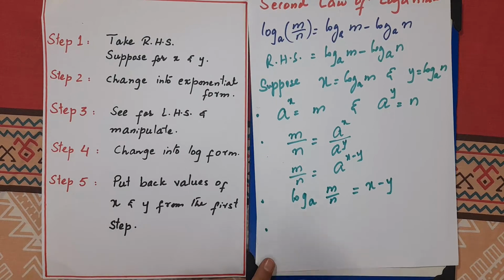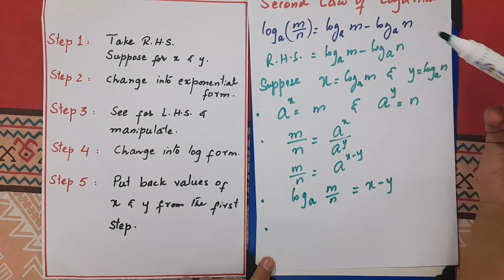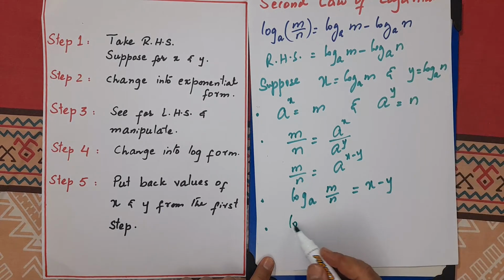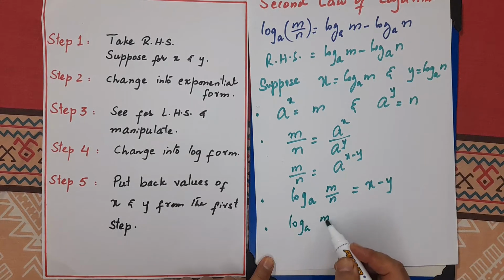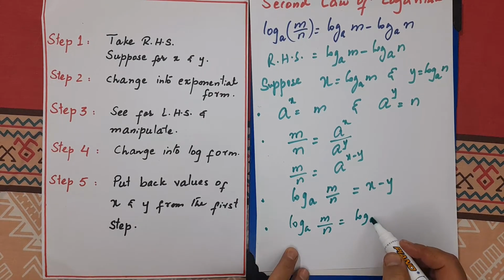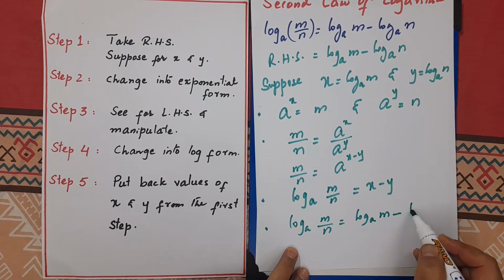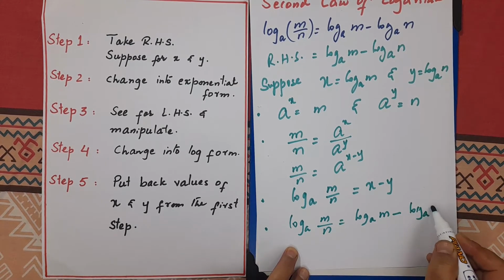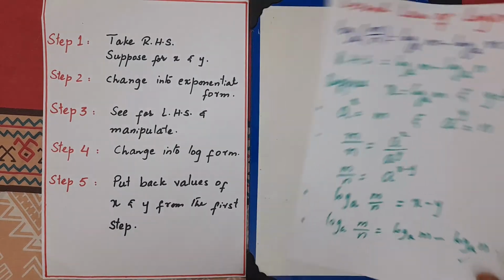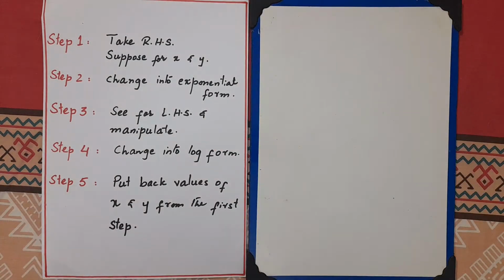And the last step, put back values of x and y from the first step. The values of x and y, x was log to the base a of m and y was log to the base a of n. So log to the base a of m upon n is equal to log to the base a of m minus log to the base a of n. Proof of the second law, done within seconds on the basis of these steps.